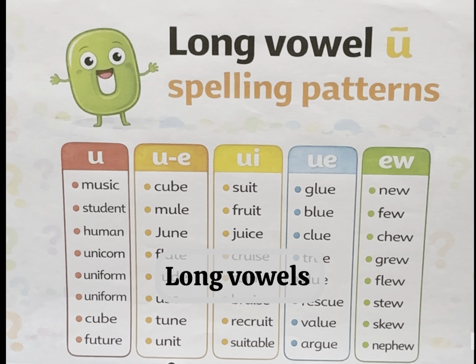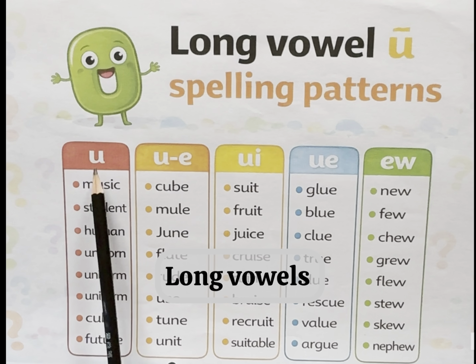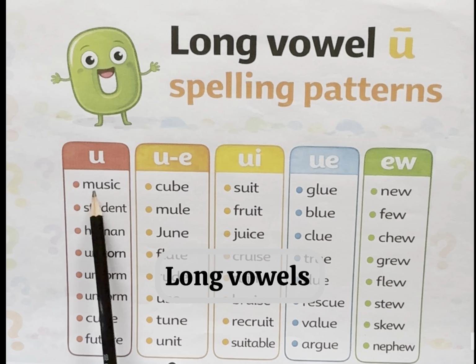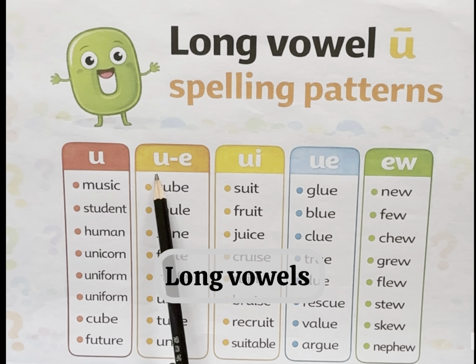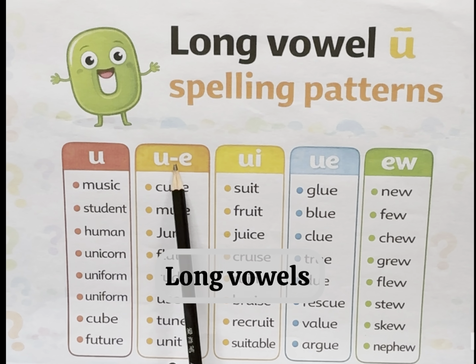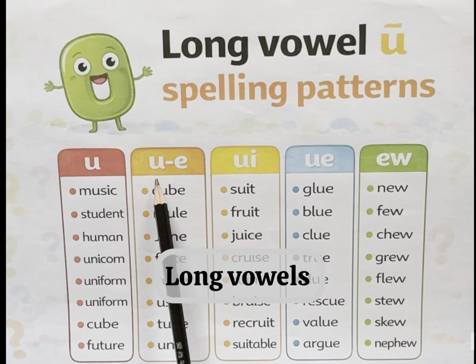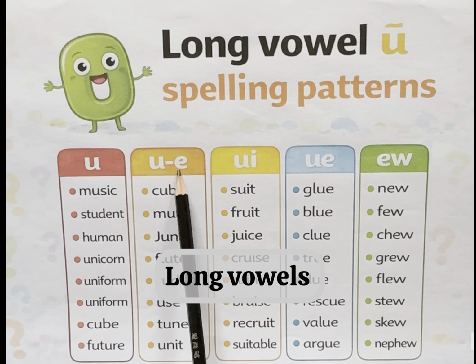The last spelling pattern is long vowel U with different spelling patterns. U, as in you, music. If a word ends with a vowel, consonant and a silent E, then we will read U as the long vowel U sound, as in C, U, B, E, cube.